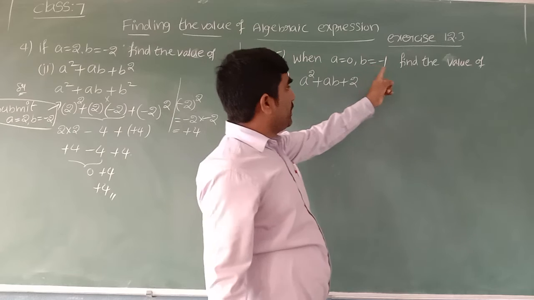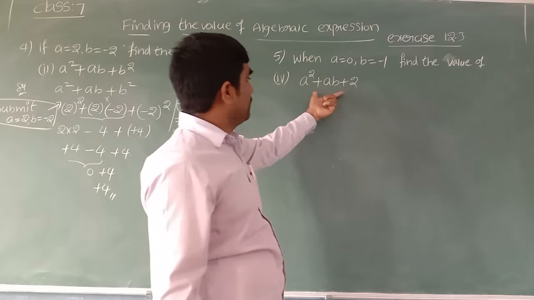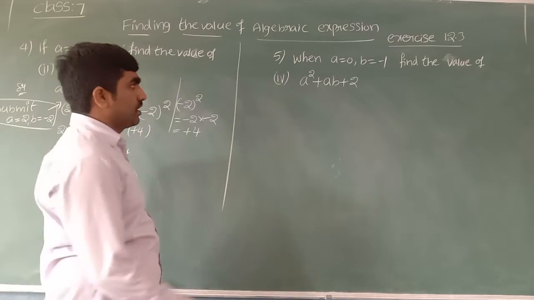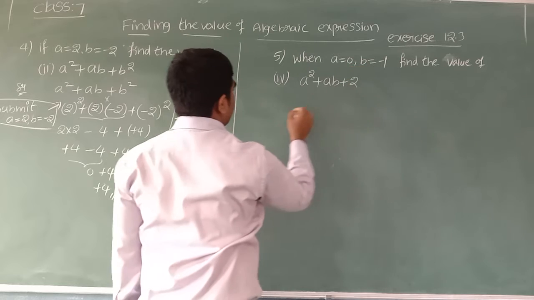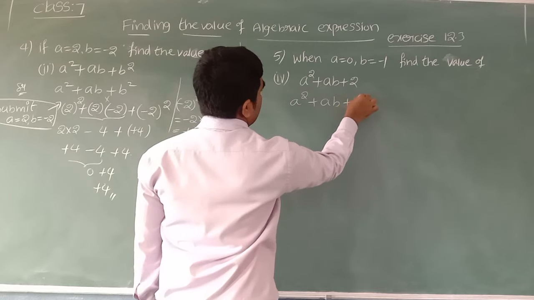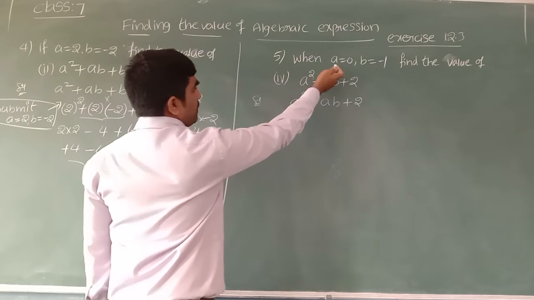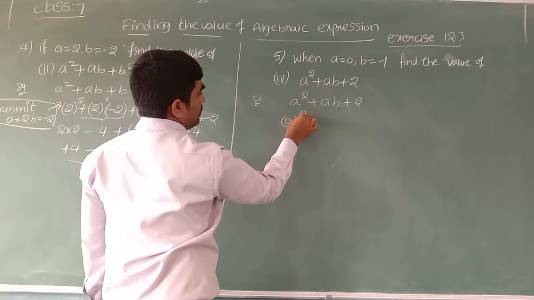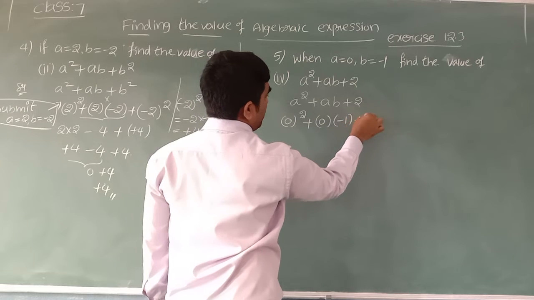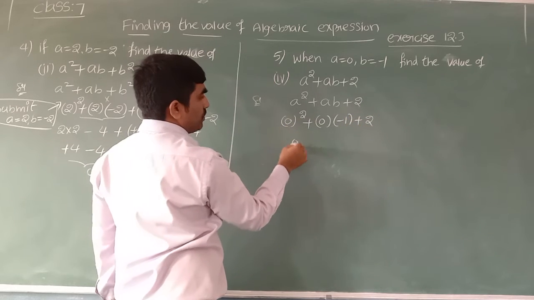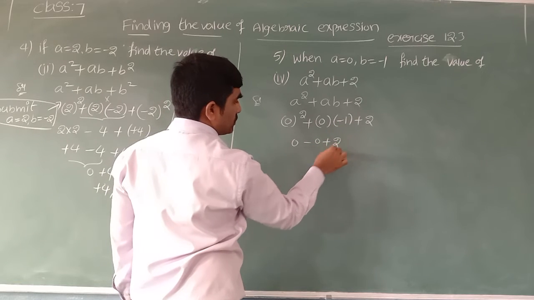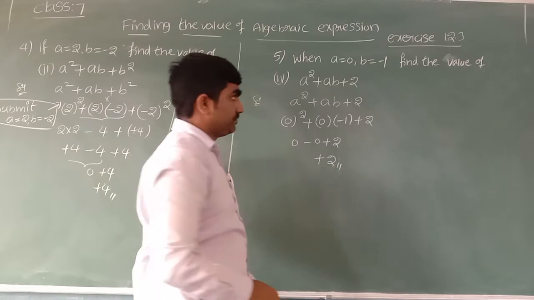See one more. When a is equal to 0, b is equal to minus 1, find the value of this algebraic expression. Same like previous, just the values are changing here. They give variable values that are different. See the solution here. The given expression is a square plus ab plus 2. So in the place of a we substitute 0 whole square, plus in the place of a, 0 in bracket, in the place of b, minus 1, plus 2. 0 square is 0, plus into minus, 0 into something is 0, plus 2. So what is the result? Plus 2 is the answer.